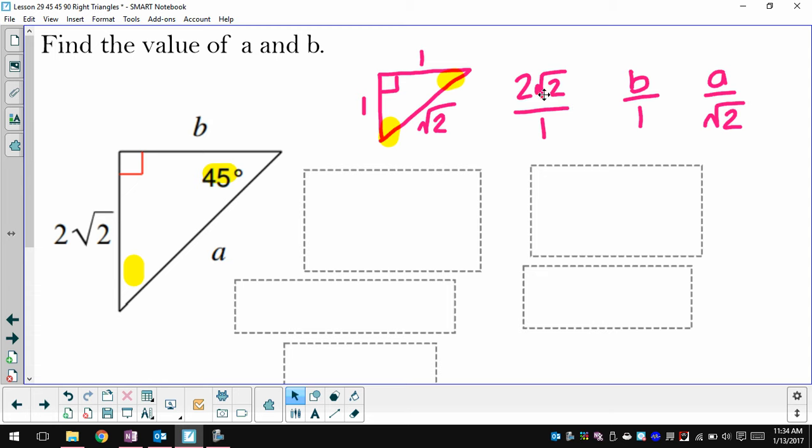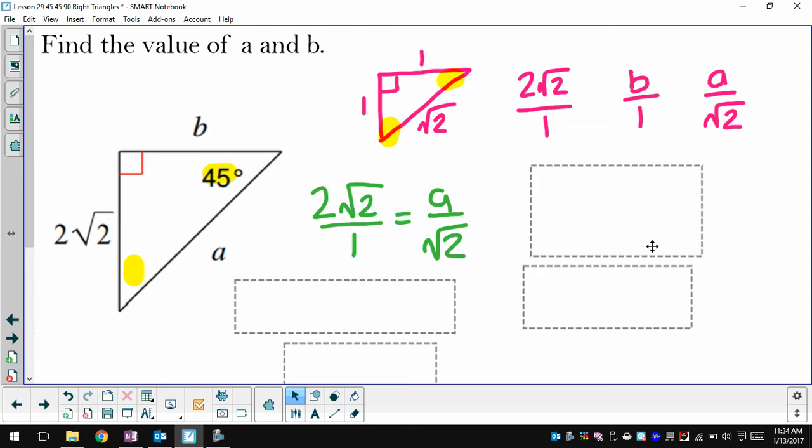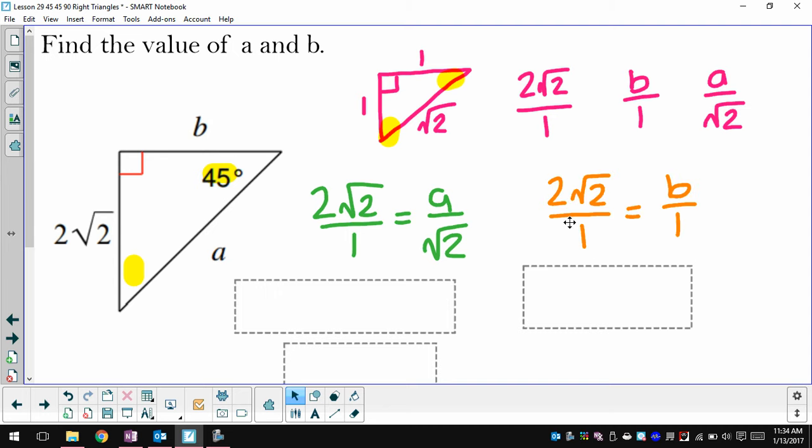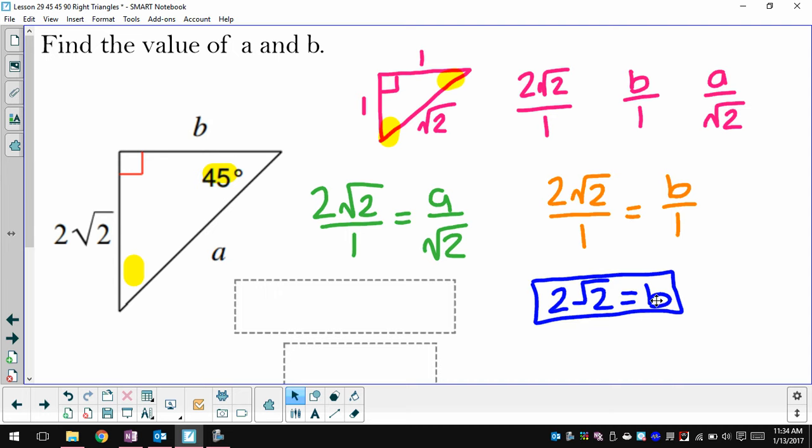So now I can use this fraction here, 2 root 2 over 1, to find B and A. So I'm going to write two separate proportions. In this one on the right, since 2 root 2 and B are both divided by 1, we can get rid of the divided by 1 and find that B is equal to 2 root 2. Which makes sense since this leg and this leg should both be the same, and they are.